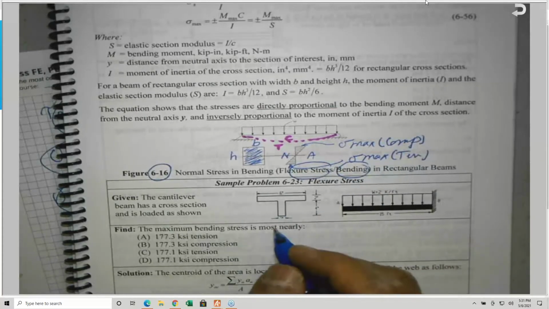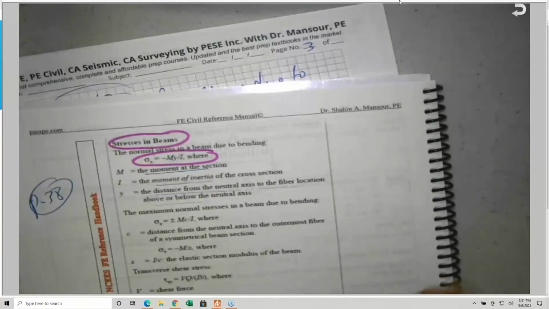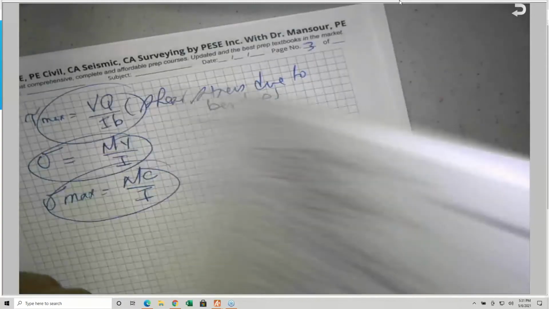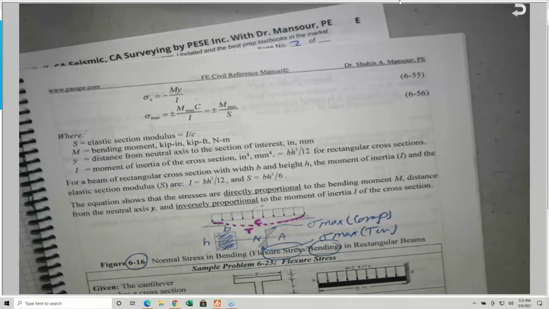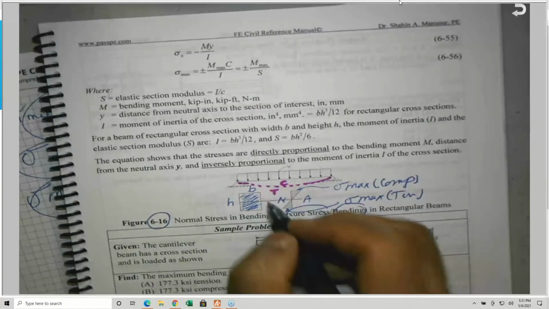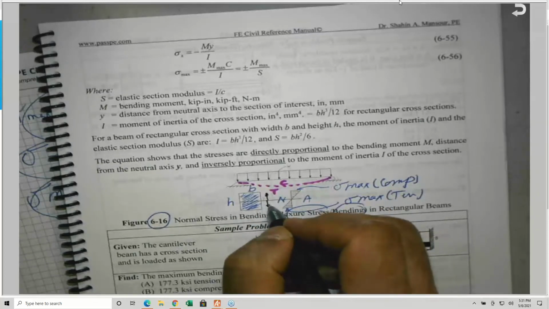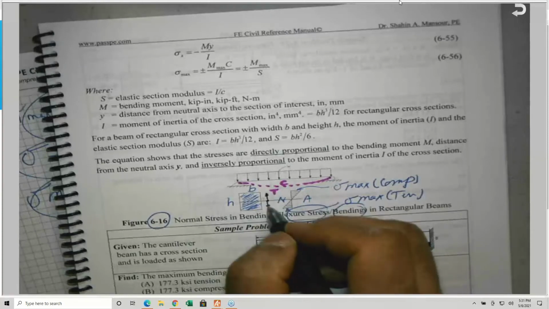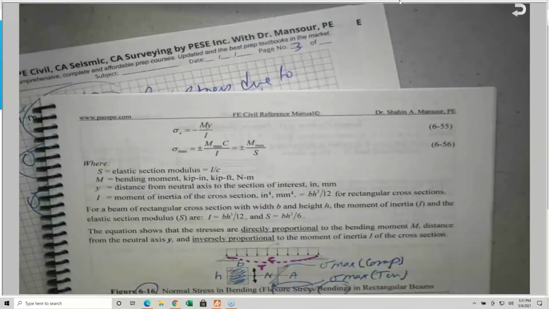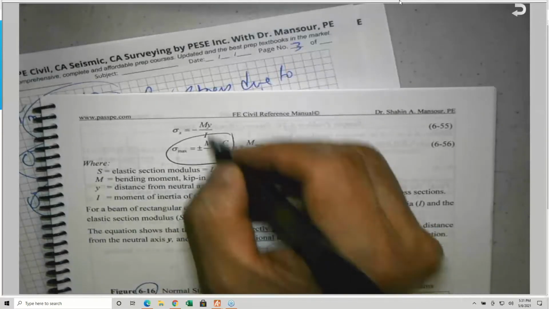And at the neutral axis the stress equals 0, because of the equation sigma equals My over I. Y is measured from the neutral axis, by the way. The distance y is measured this way or this way, and y is equal to 0 here. Then y is going to increase until we get the maximum, and the maximum sigma is equal to Mc over I.